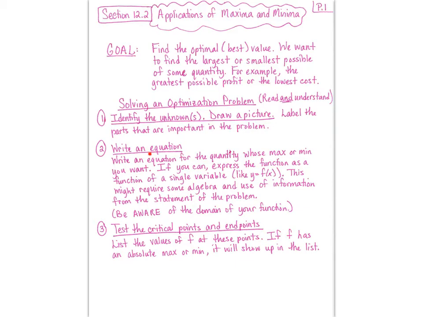The second thing you want to do is write an equation for the quantity whose max or min you want. If you can, express the function as a function of a single variable, like put it all in terms of x. You might have to perform some algebra and use information from the statement of the problem. Make sure you are aware of the domain of your function. Then you test your critical points and your endpoints, or you can use the first derivative test, whichever you prefer, but this is how you go through and find the best, the greatest possible profit or the lowest cost.